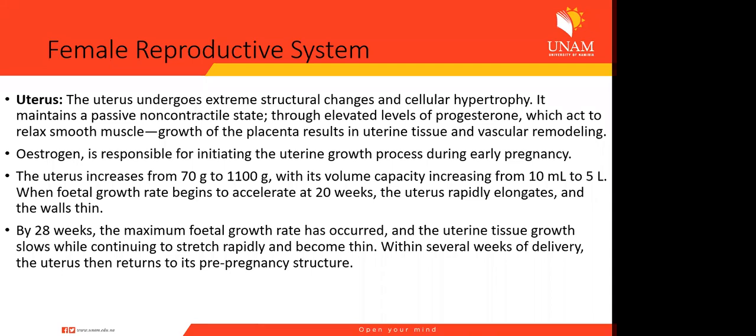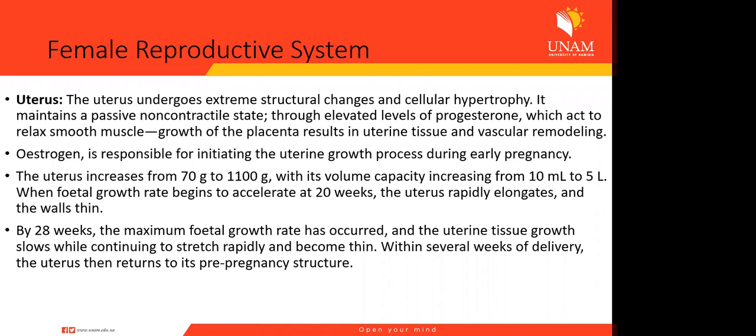All right. At 20 weeks of gestation, the uterus rapidly elongates and the walls begin to thin out. By 28 weeks of gestation, where maximum fetal growth must have occurred, the uterine tissue begins to slow down while it continues to stretch rapidly and become thin. Within several weeks of delivery, the uterus then attempts to return back to its pre-pregnancy structure.